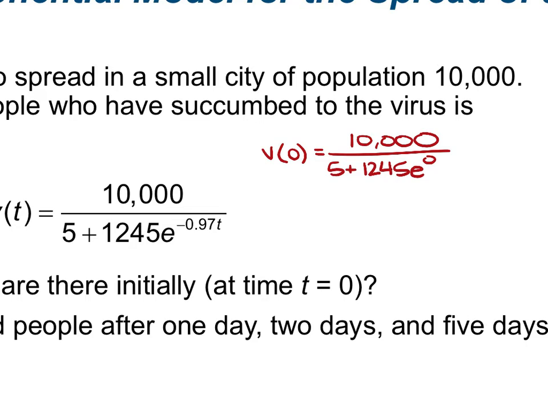So we could literally just do 10,000 divided by, I would put parentheses around what you're going to put in next, 5 plus 1,245 times e to the power of 0. Close your parentheses off and you get 8. So V of 0 is 8, or 8 people.